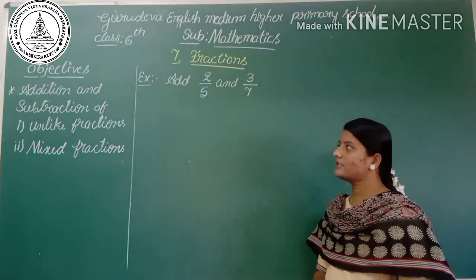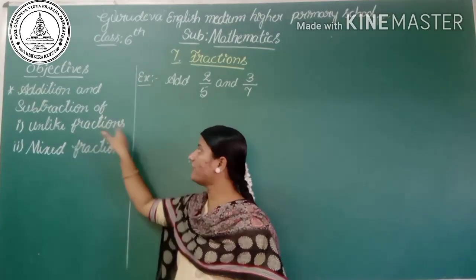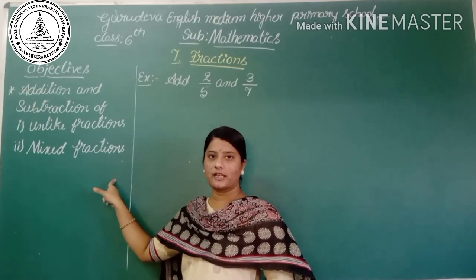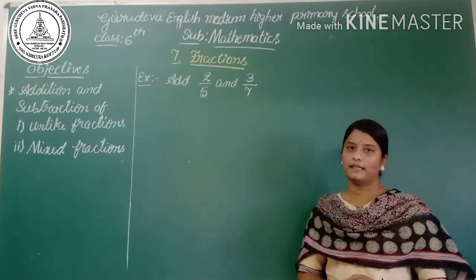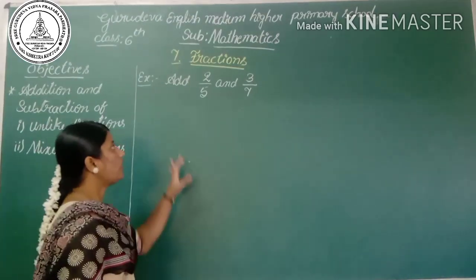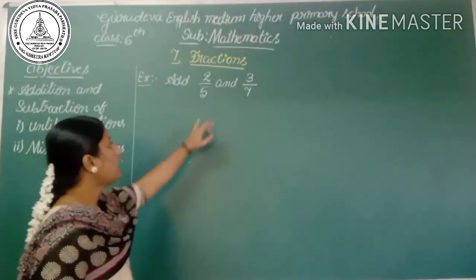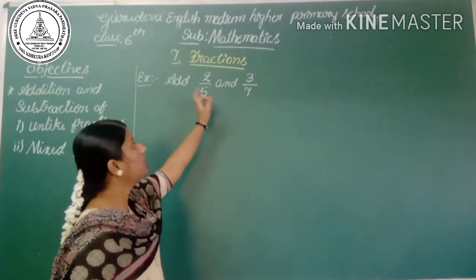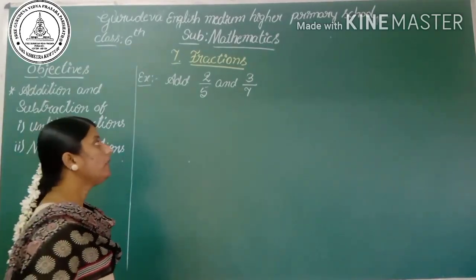In this class we are going to learn about the addition and subtraction of like fractions and mixed fractions. Let's see how to add two unlike fractions. The given two fractions are 2 by 5 and 3 by 7. Observe the numerator and the denominator, both have different values. So what do we have to do?